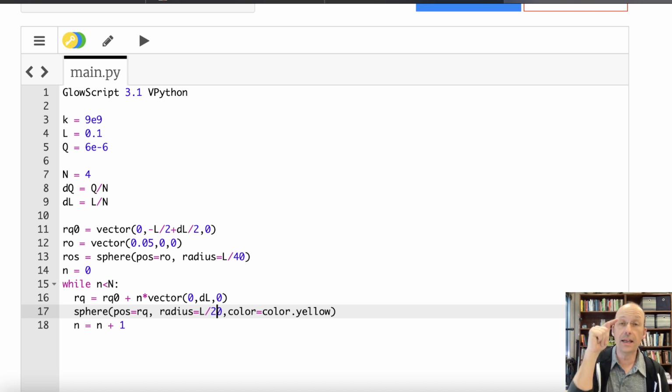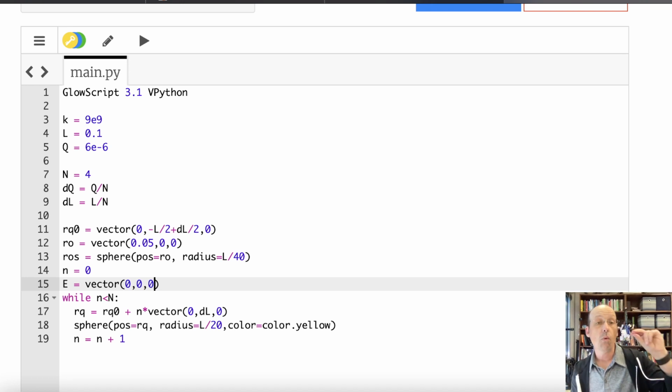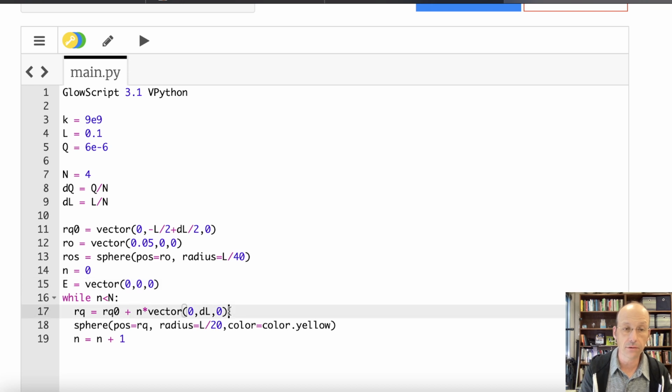I want to go ahead and calculate the electric field at each one of those locations. So I'm going to start off right here and say E equals vector 0, 0, 0, because as I go through each charge, I'm going to calculate the electric field due to that charge and add it to this sum. And so I have to start with the sum.